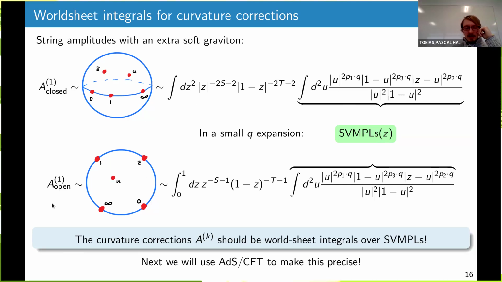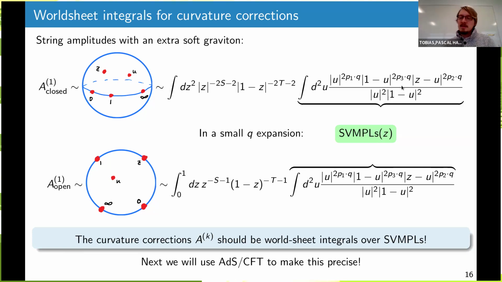In the open string case, we now have 4 open string vertex operators on the boundary of the disk. And since the 5th operator is a graviton, it's a closed string, we have to integrate it over the disk. So we have an open string 4-point worldsheet integral with an additional integral over u over the disk. And these integrals look exactly the same.